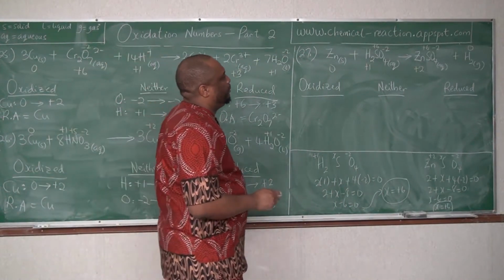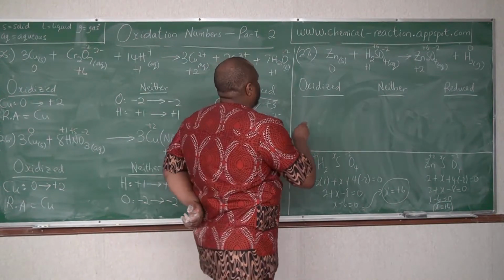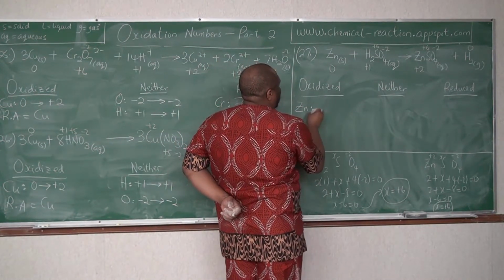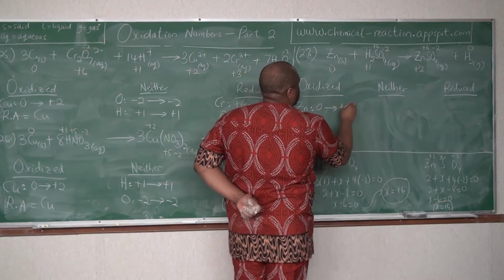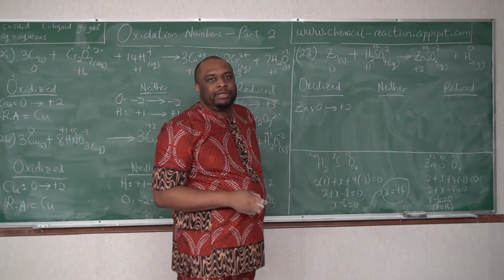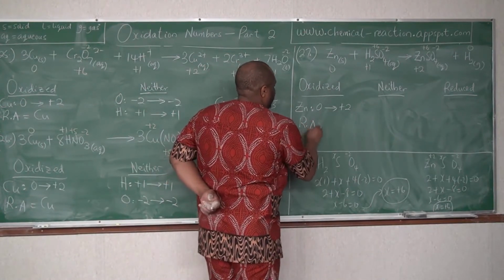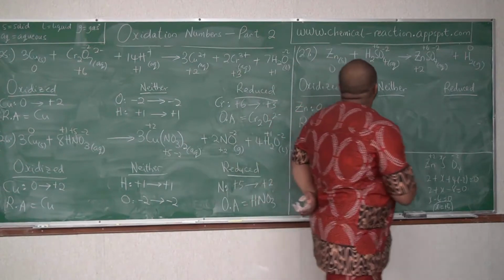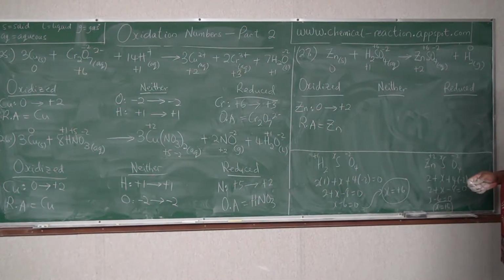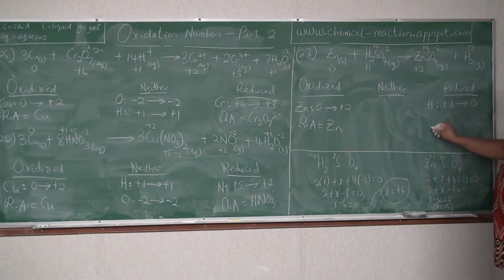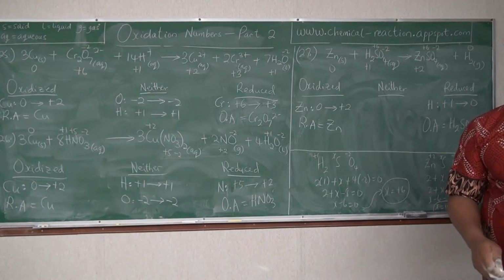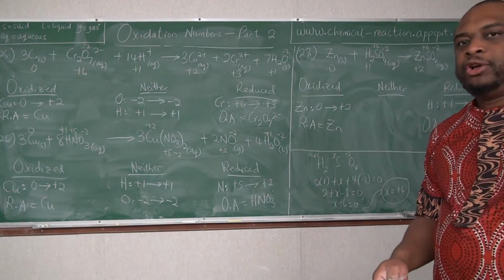So oxidized would be from 0 to plus 2. Zinc is oxidized from 0 to plus 2. The reducing agent is zinc. Hydrogen is reduced from plus 1 to 0. The oxidizing agent is the tetraoxosulfate 6 acid. Okay?